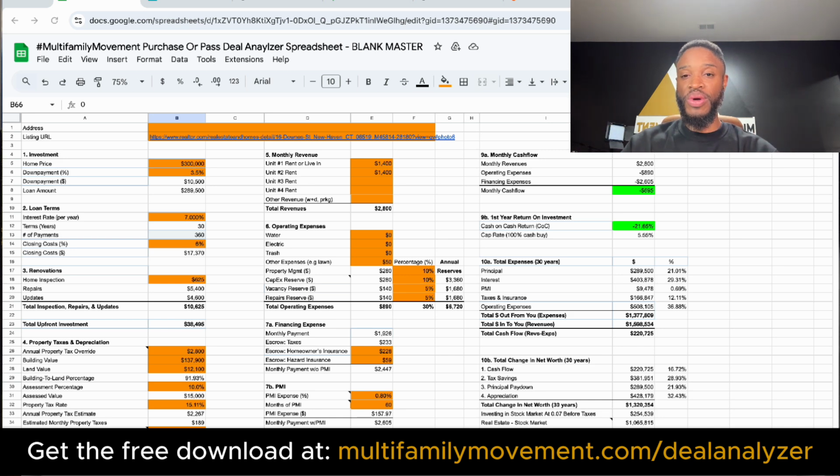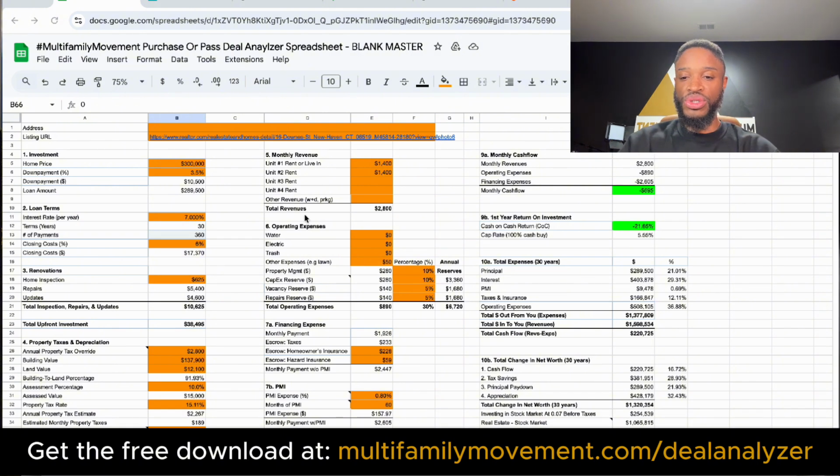Today, we are going to analyze the deal of the day, and I found a deal that just came across my desk today, and I want to walk you through the Purchase or Pass Deal Analyzer using this particular deal. So not only do I want to give you the tool, I want to show you step by step how to use it. And we're going to go through all 23 numbers and some to make sure that you understand how to do this the right way.